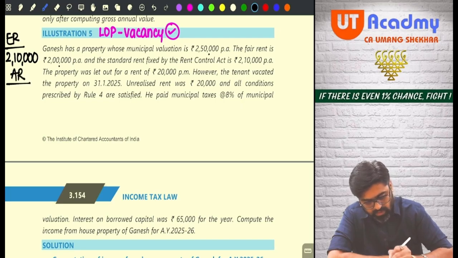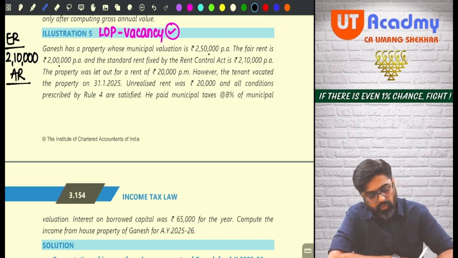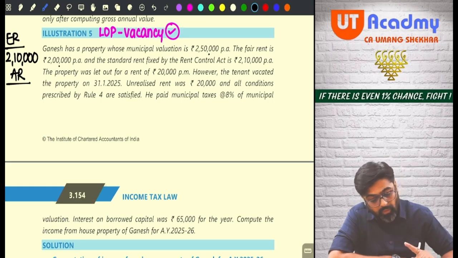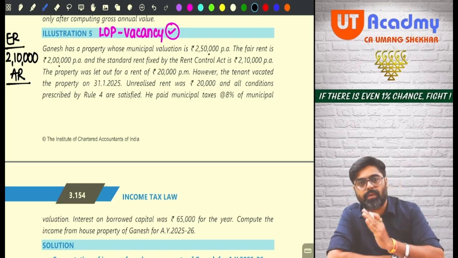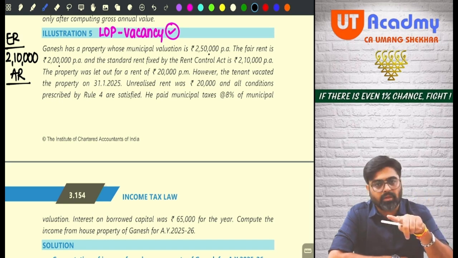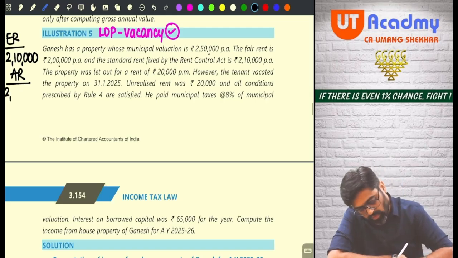Now actual rent here is, the property was let out for a rent of 20,000 per month. However, the tenant vacated the property on 31st of January 2025. Meaning that from April till January, for 10 months the property is let out, and for the rest 2 months the property is vacant. Yes or no? So 10 months is the let out period, multiplied by 20,000. Actual rent will be 2 lakhs.